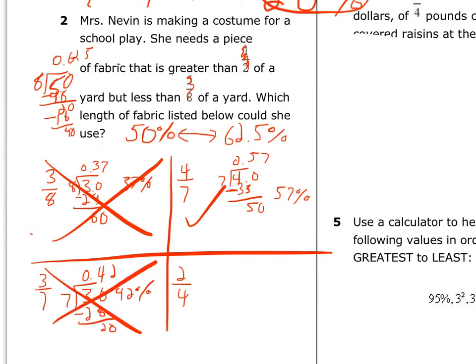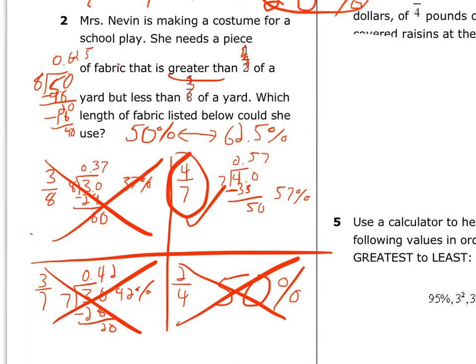Now 2 over 4, what is that as a percentage? 50%. Does that come in between 50% and 62.5? It's not the correct answer. It does not come in between. It's equal to 50%, but if you look at the question, it needs to be greater than 50%. Alright, so that one won't work. 4/7 is our answer.